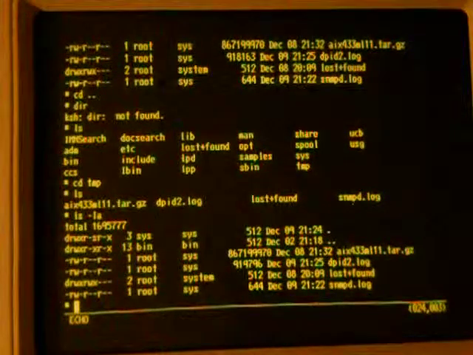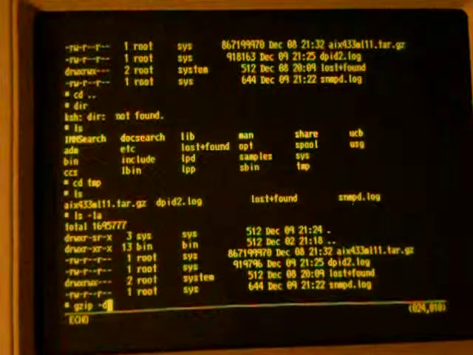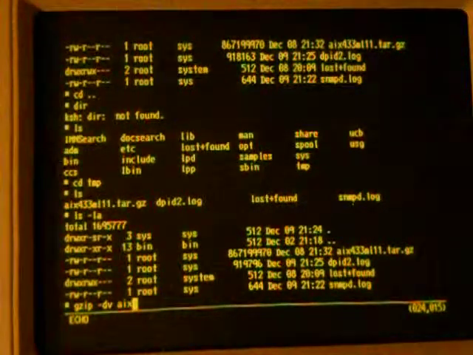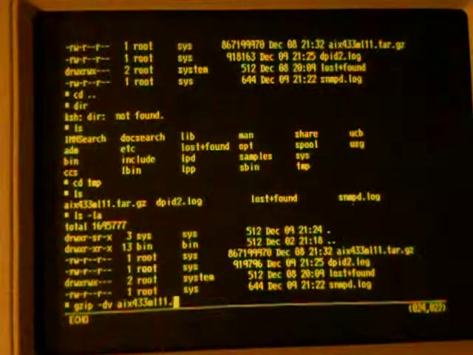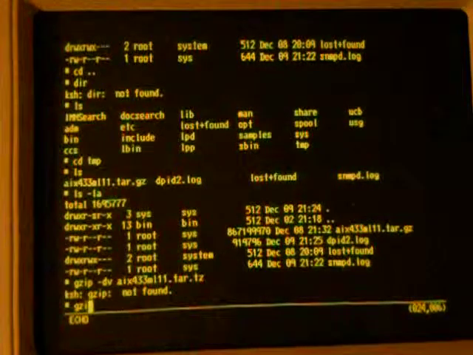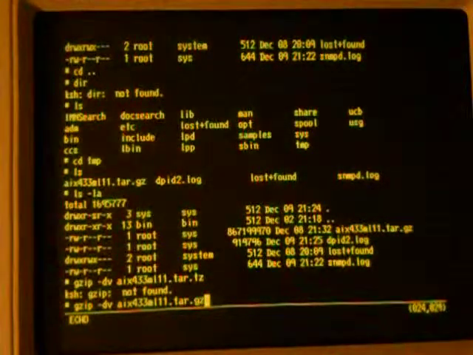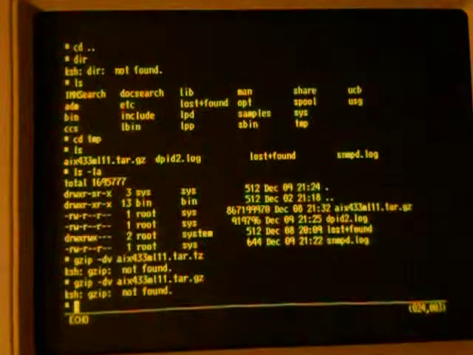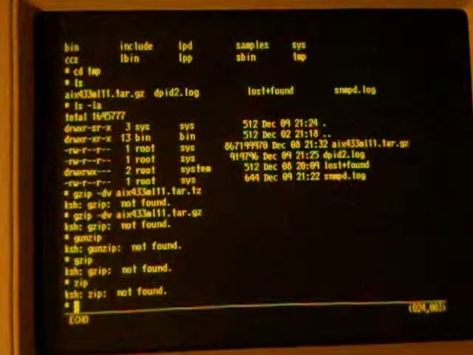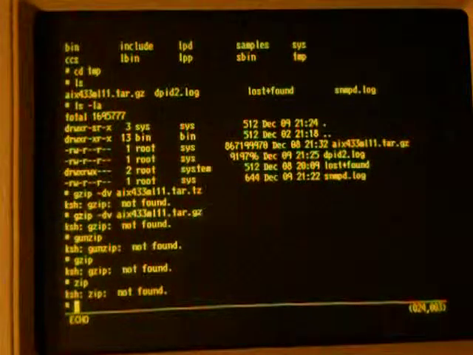Okay, well, first things first, we have to unzip the file. So, was it gzip dash d, decompress, v for verbose, aix 433ml11.sar.gz. Oh. All right. Apparently we don't have any zip extractors on the system. Okay, well, that's gonna put a damper on the whole ordeal.